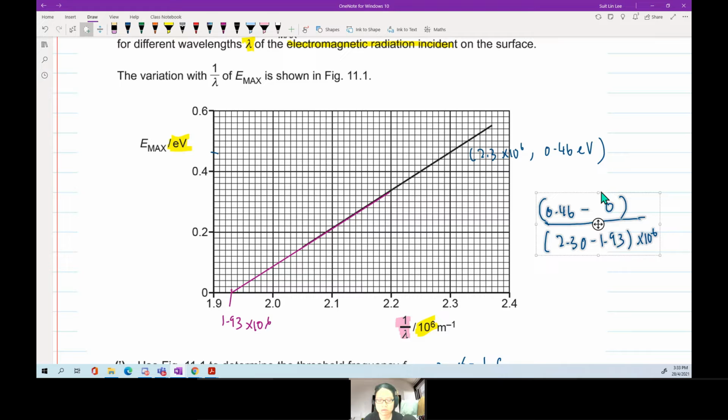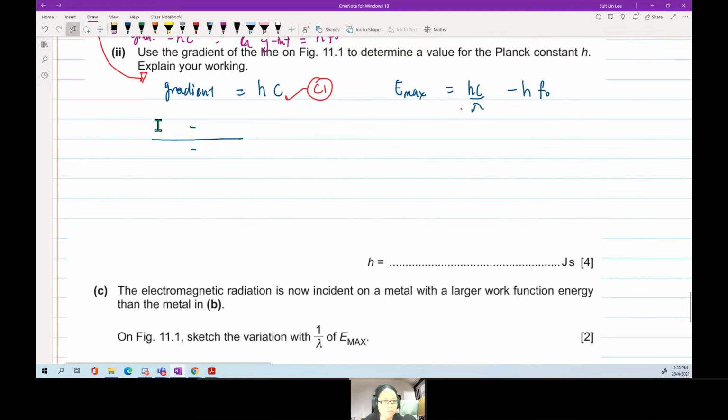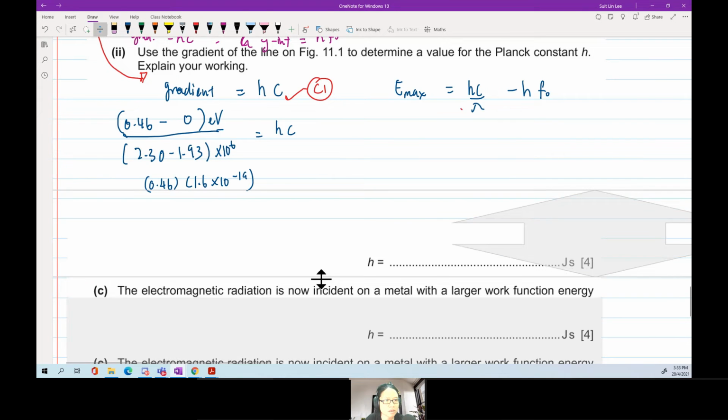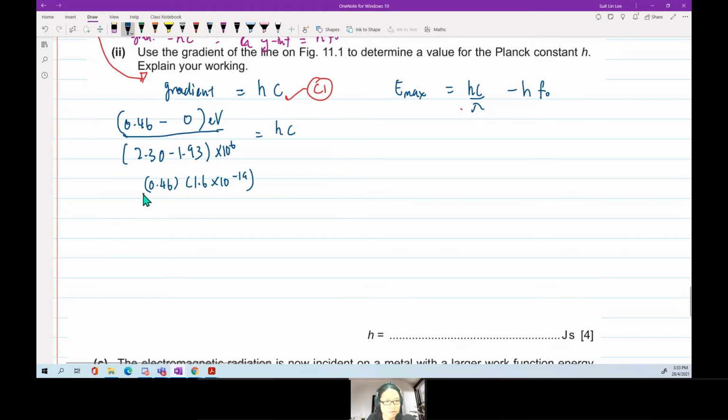Note that this one is in eV. So because this is in eV, we need to convert first. So this will be 0.46 times 1.6 times 10 to the power of negative 19, divided by 2.3 minus 1.93, 0.37 times 10 to the power of 6.